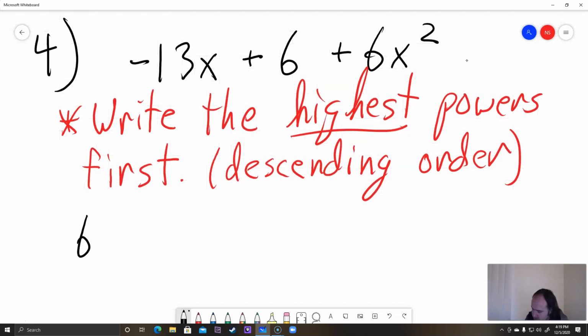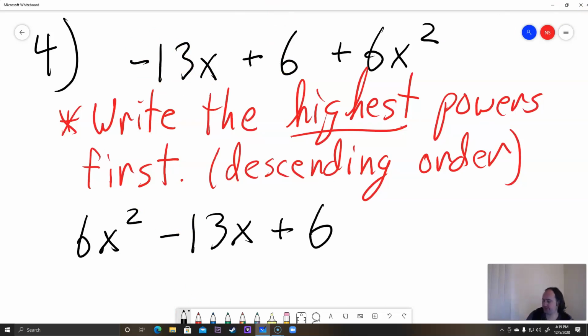So we're going to write the positive 6x squared first. And then what's the next highest power? Well, after the x squared, the next highest power is the x. So we're going to write negative 13x next. And then our last power, our lowest power, is 6. So we write positive 6 at the end. Okay, so it's called descending order because your highest powers are first, so your powers actually descend because they go down as you go from left to right.